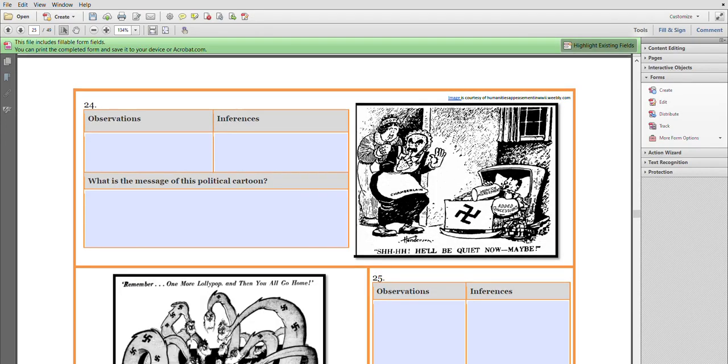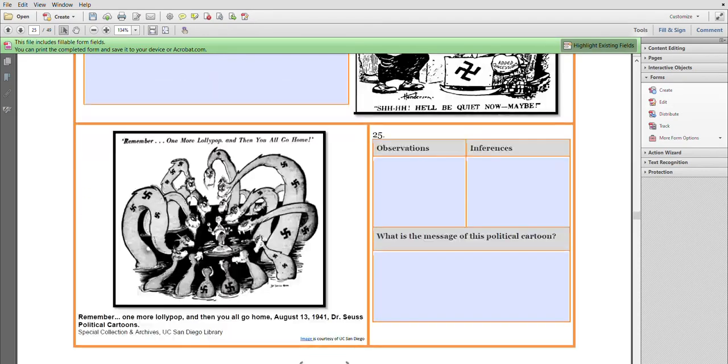Another political cartoon here shows Chamberlain being portrayed as a chambermaid, telling Europe, being portrayed as another chambermaid, to be quiet, as Hitler, portrayed as a baby, is drinking a bottle labeled the Munich Agreement, and he's in a bassinet going to take a nap. And it says, "Shh, he'll be quiet now, maybe." So, observations from the political cartoon, inferences, and what is the message of this political cartoon.